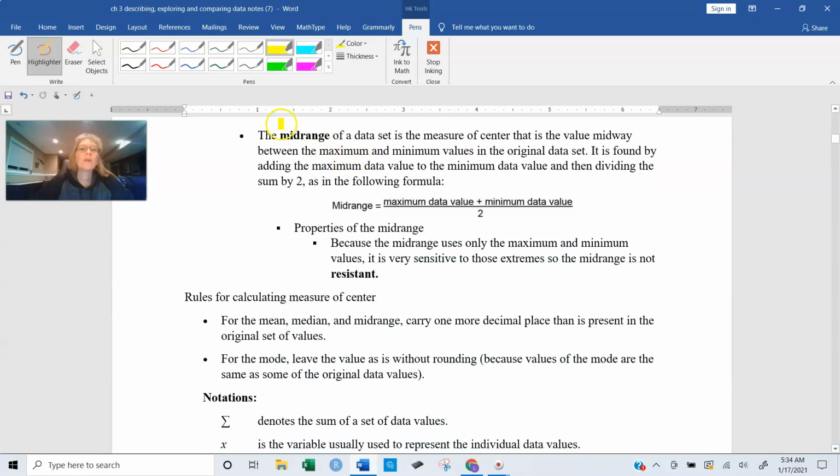Mid-range. So you know how to find the range of a data set: you just go from the largest minus the smallest, correct? That gives you the range. The mid-range is when you take the maximum data value plus the minimum data value and divide by 2. That gives you your middle. It only uses the maximum and the minimum values, so nothing in the middle. Because of this, it is not resistant. So just like the mean, the mid-range is also not resistant.